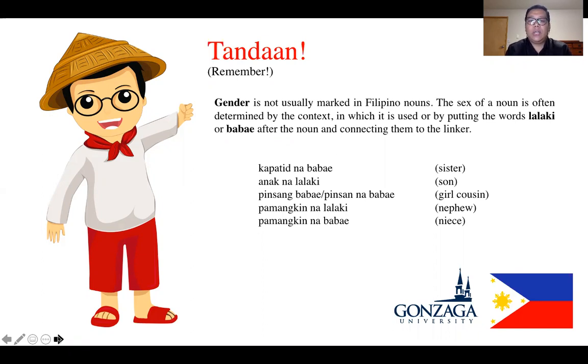So you can really put the words lalaki or babae to mean the correct gender or sex for that noun. Example, if you say kapatid, it means sibling. But when you put kapatid na babae, it means sister. Because babae means female, lalaki is male. Anak na lalaki, if it's anak only, it can mean any child. But when you put na lalaki, you're emphasizing son. Pinsan na babae or pinsang babae. Pinsan is cousin. It's general. But when you put babae, it means female cousin or girl cousin. Pamangkin na lalaki, nephew. Pamangkin na babae, niece. I hope you're getting the pattern here as well.